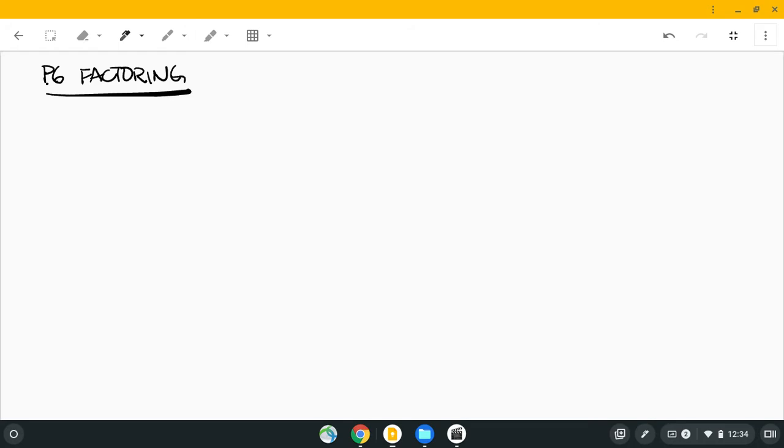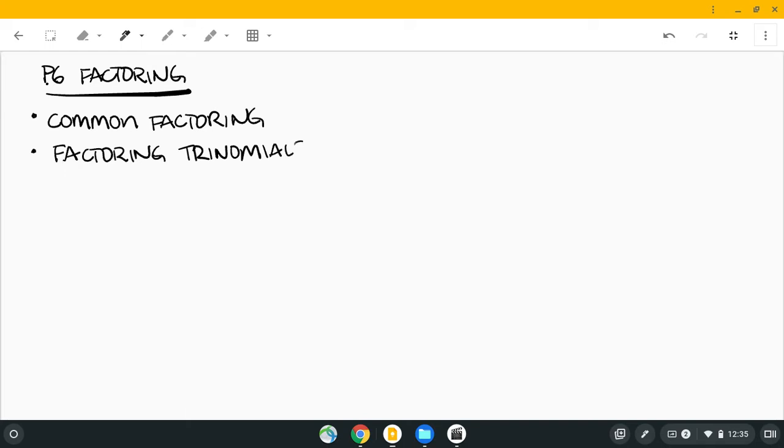Okay, so the different ones we're going to be looking at are common factoring, factoring trinomials, special factoring, like difference of cubes, difference of squares, and factoring by grouping, which really comes from common factoring.